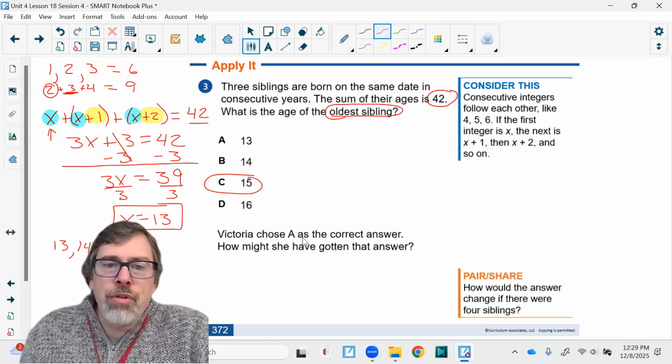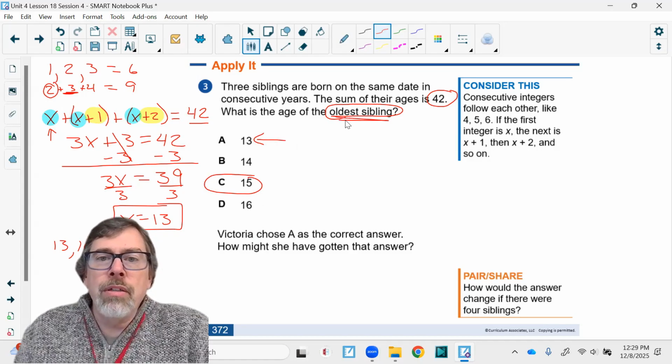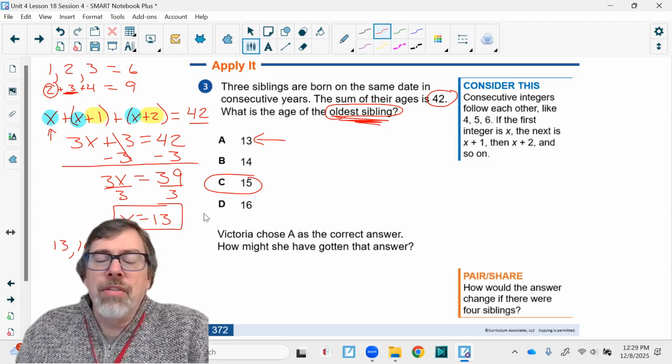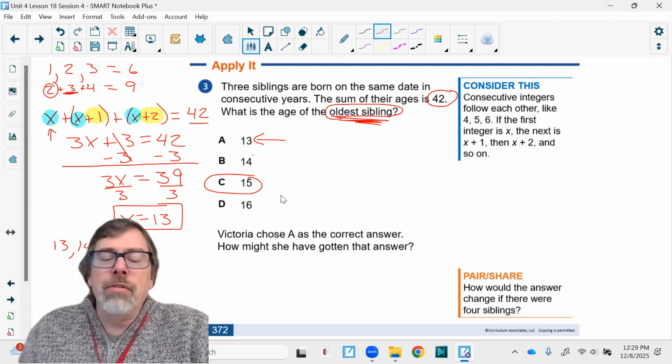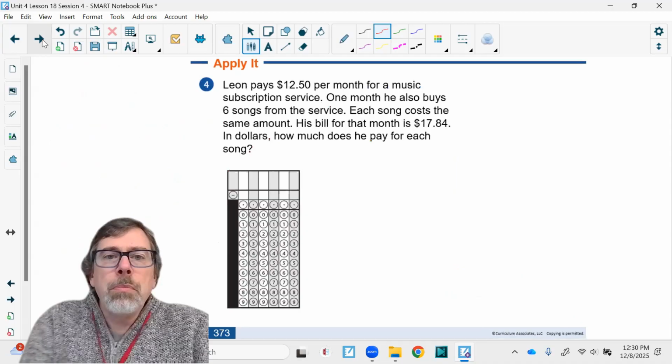So then down here it says Victoria chose A as the correct answer. How might she have gotten that answer? Well, she found x and just assumed that was the oldest. Didn't read. If they asked for the youngest, that would have been correct. If they asked for the middle kid, it would have been 14. Okay, just be careful what the question's asking.